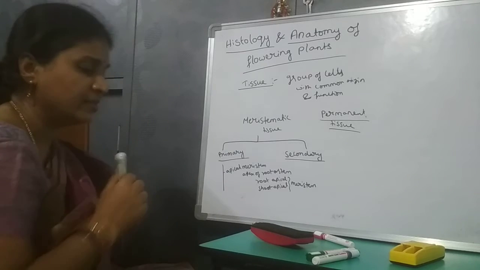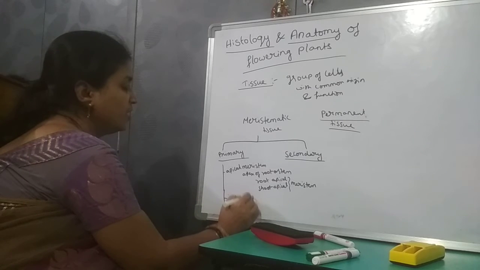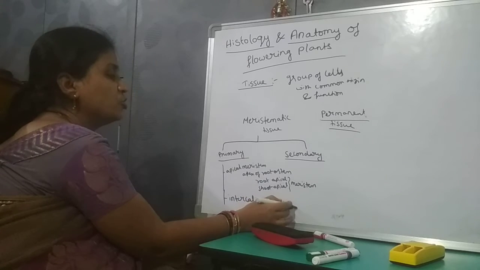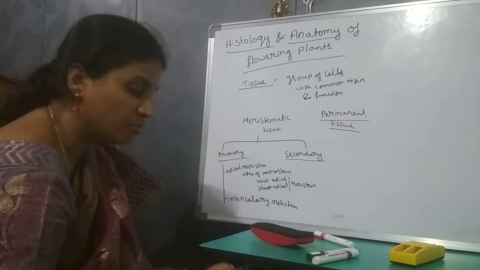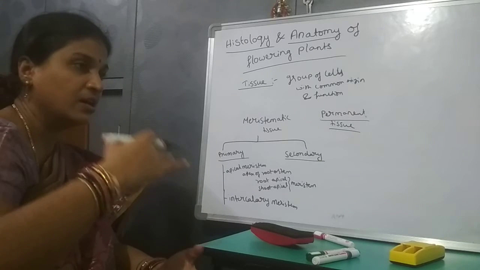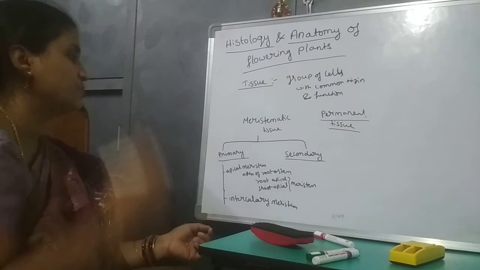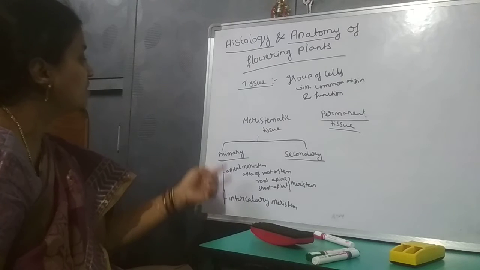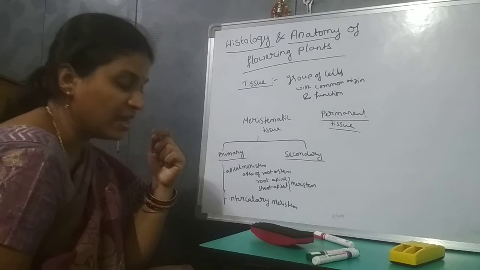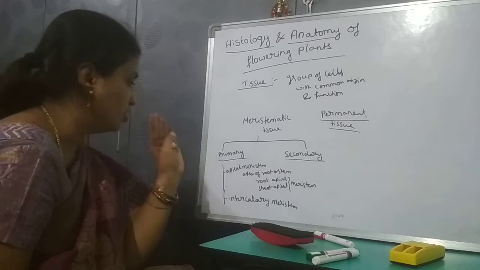Then another one is the intercalary meristem. Intercalary meristem is present in the mature parts of the plant body. So apical meristem and intercalary meristem are primary meristems. Primary meristems appear early in the life of a plant body and contribute to the formation of the primary plant body. That is about the primary meristem.